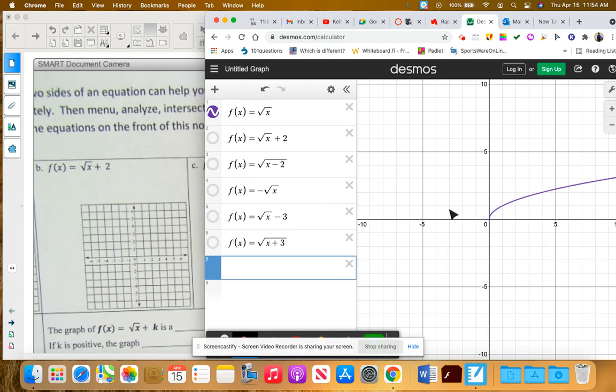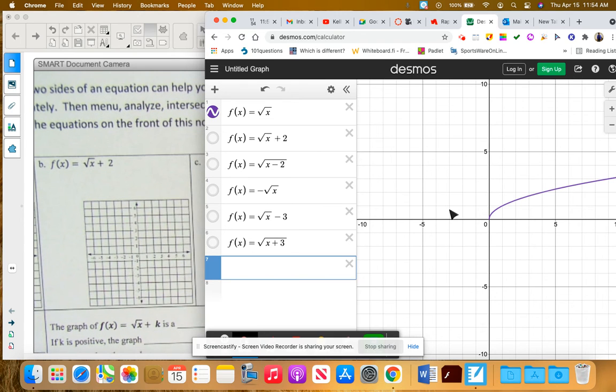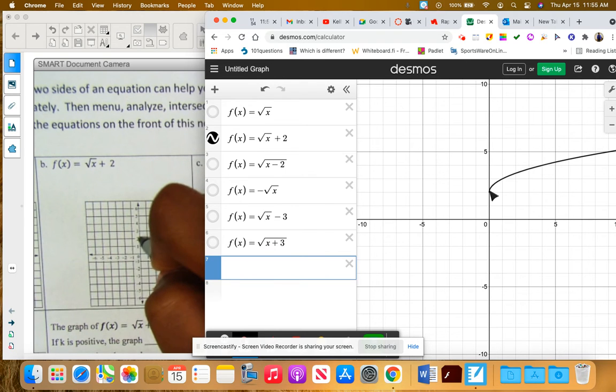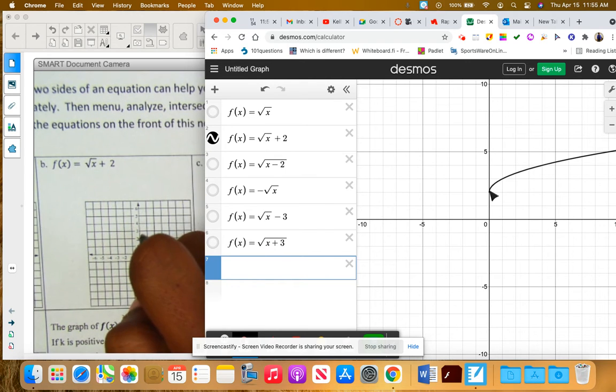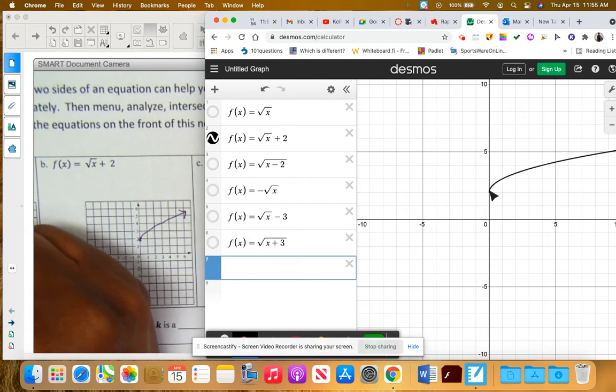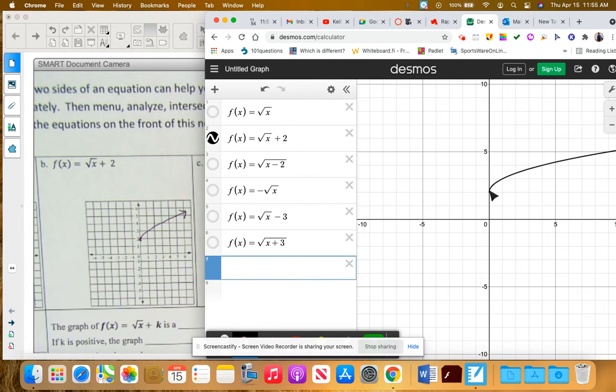Okay. B, I've already typed that in as well. The square root of x plus 2. So let's see what that looks like. So I'm going to get rid of this one. Okay. So it looks like this one is starting at 2. Still has the same arch that the first one did, but it moved up on the y-axis. So that is what the second one looks like.